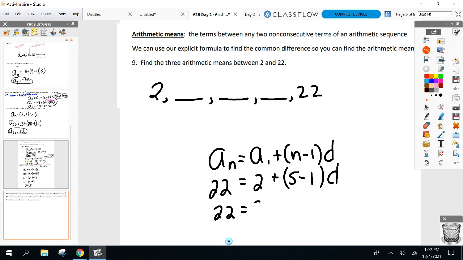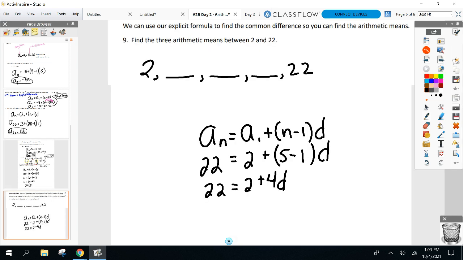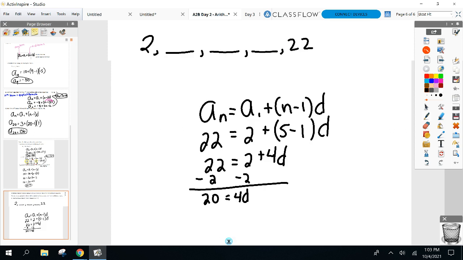So we get 4D. I don't know anybody distributing the D. 5D minus 1D. It's 4D, right? 5 minus 1 is 4. Do the parentheses times D. Next move. Subtract 2. So what do we get? 20 equals 4D. So what's my D value? Okay, 5. So what are you going to do with that 5 now?